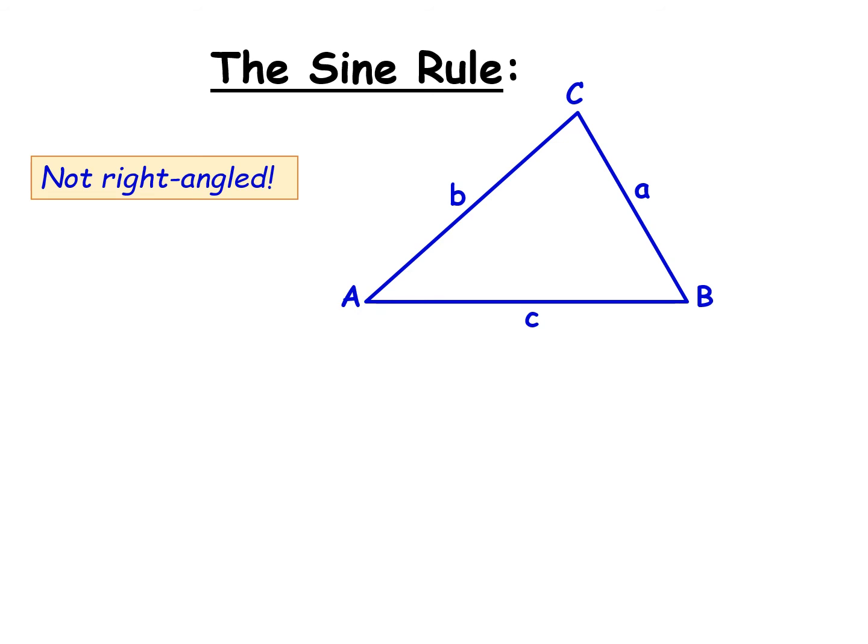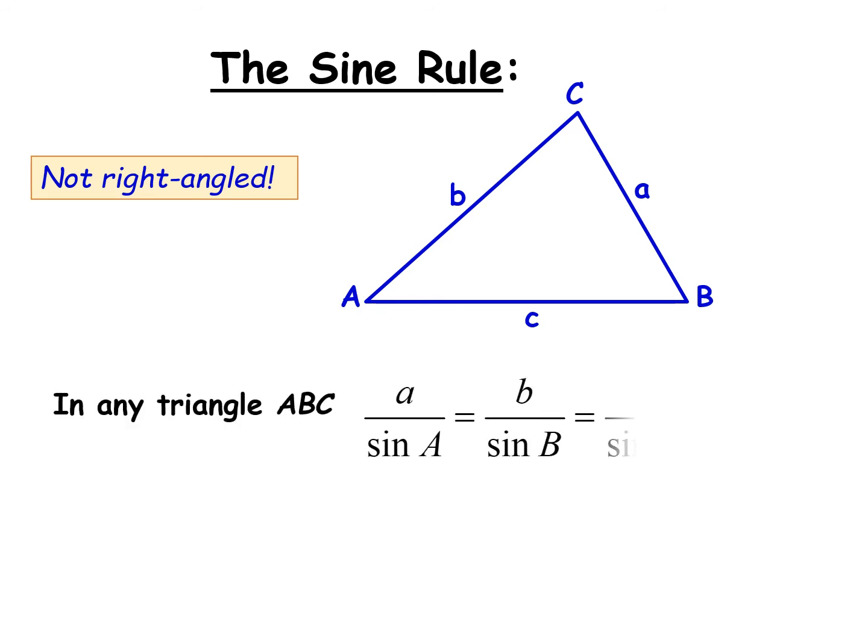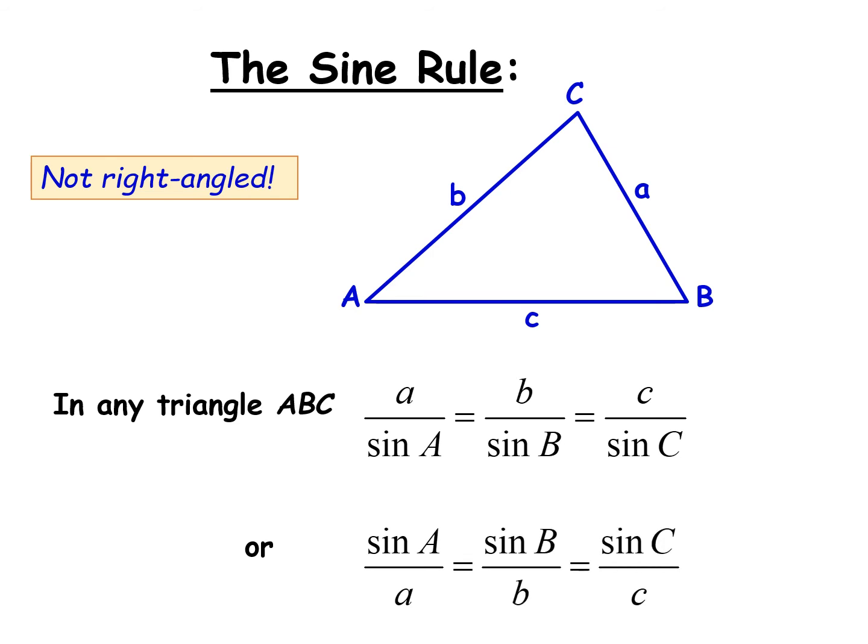So we need to get really good at our labelling here. In any triangle ABC, a divided by sine A is the same as b divided by sine B, which is equal to c over sine C. Or it can be written as this. The first thing I'll say is there's two sets of equals. General rule is each line should have one equals. So we're going to pick two of those fractions to equate, to work with. We'll never work with all three.